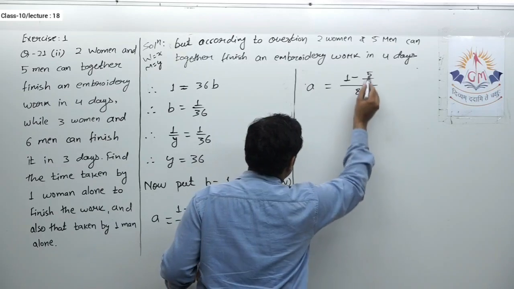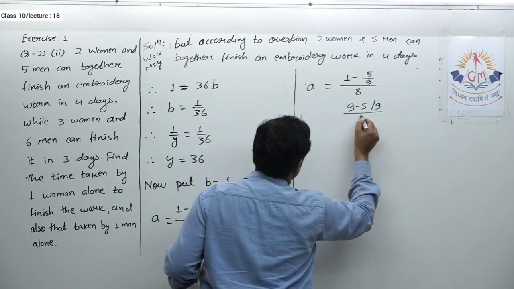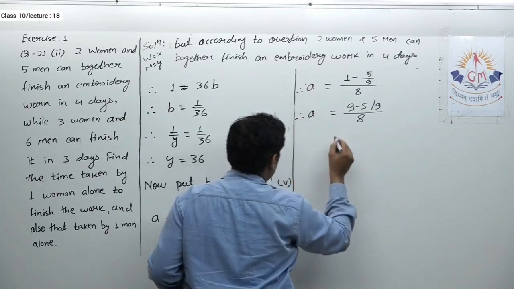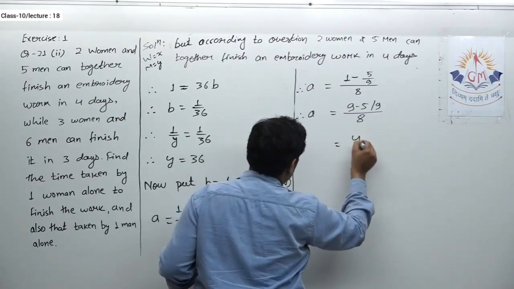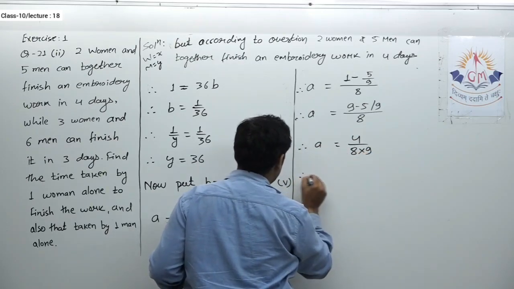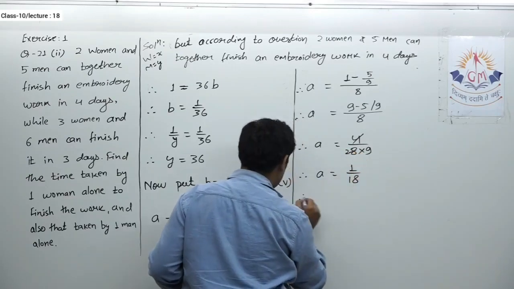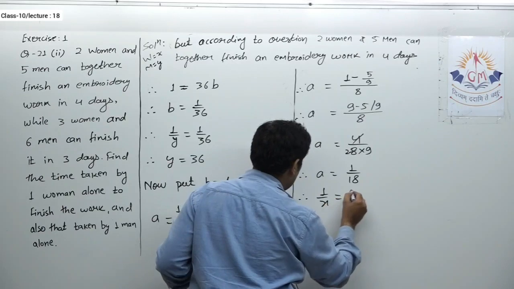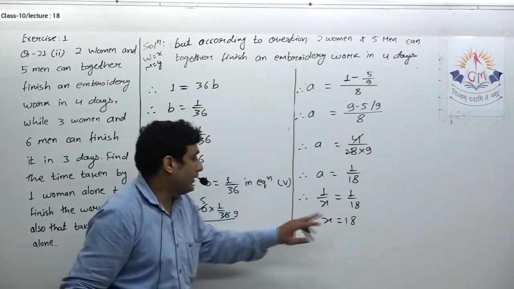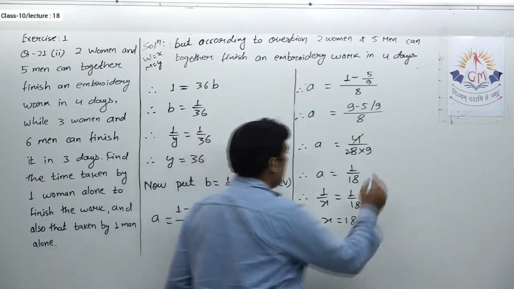Okay, so here if I take LCM, I will get 9 minus 5 upon 9 whole divided by 8. So a is equal to 9 minus 5, which is 4, upon 8 into 9. Therefore a is equal to, 4 2s are 8, that is 1 upon 18. Now a was 1 upon x, that is 1 upon 18, therefore x is equal to 18. So here I can conclude that the number of days taken by a man alone to finish the work is 18 and that of women is 36.